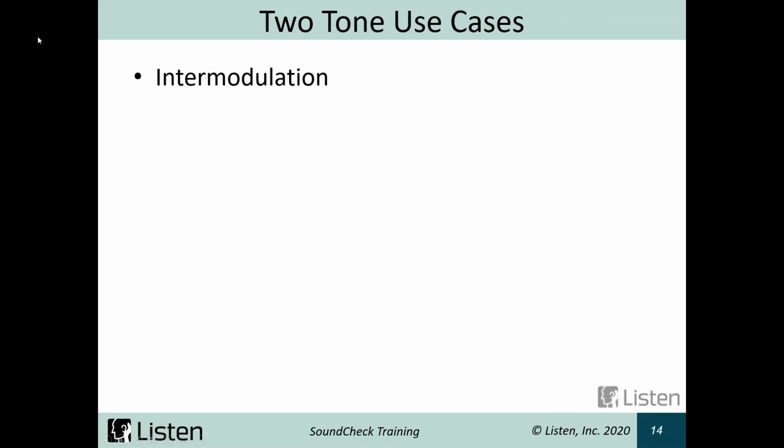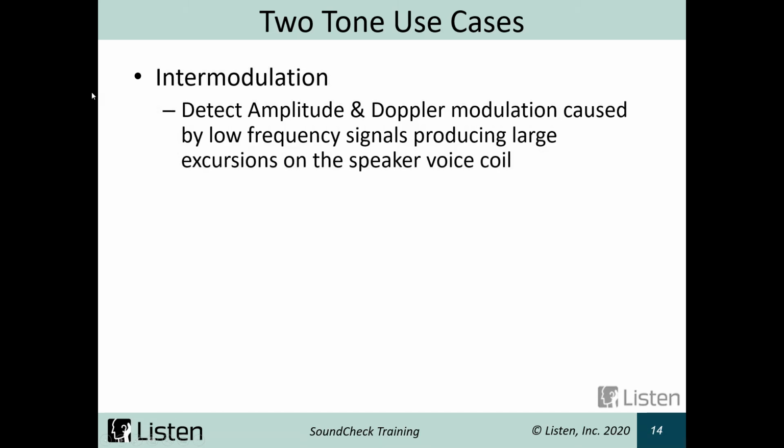So why would we use these? What benefits do they have over pure harmonic distortion? For intermodulation, it's really helpful because it can help detect amplitude and Doppler modulation. This is caused by a low frequency signal that's producing large excursions. So that fixed tone in the low frequency, in combination with a higher sweeping tone riding on that low tone, can give us amplitude and Doppler modulation that we might not catch if we're just putting out one tone at a time.